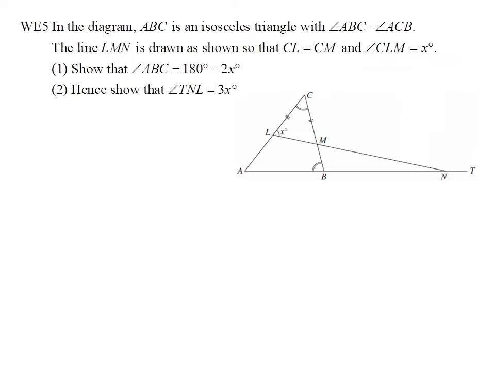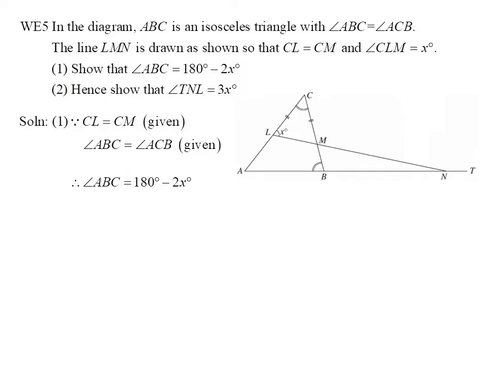The given criteria in example 5 are that the triangle ABC is an isosceles triangle with the angle ABC equals angle ACB. The line CL equals the line CM, and we assume that the angle CLM equals x. There are two questions that follow. As for the first question, based on the given criteria that line CL equals the line CM and the angle ABC equals the angle ACB, the angle ABC equals 180 degrees minus 2x.